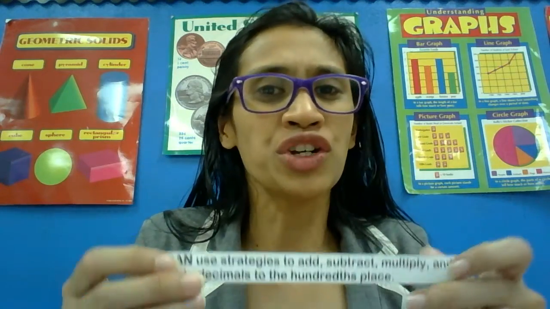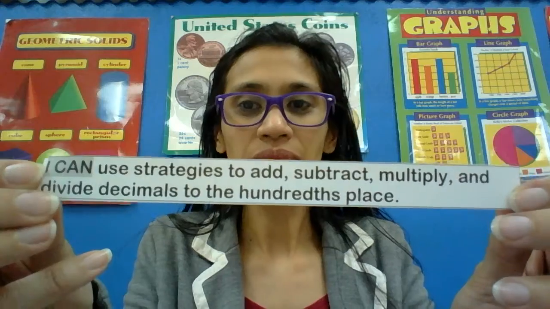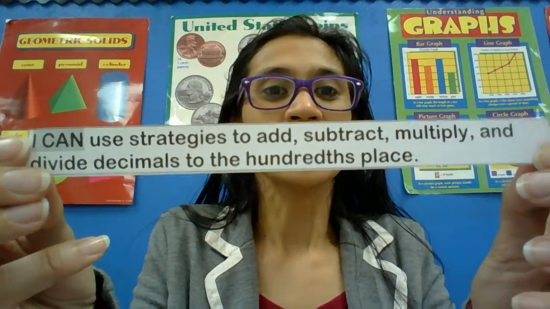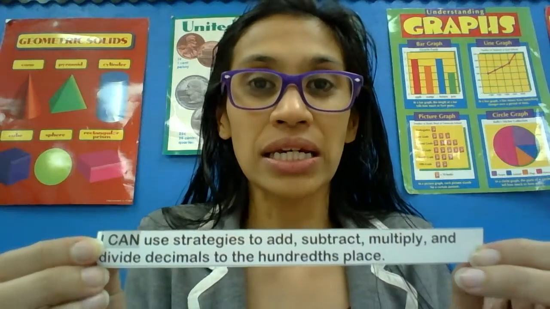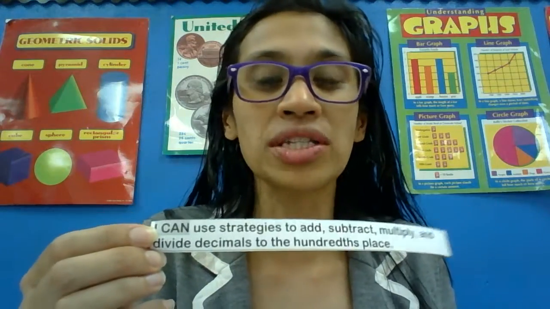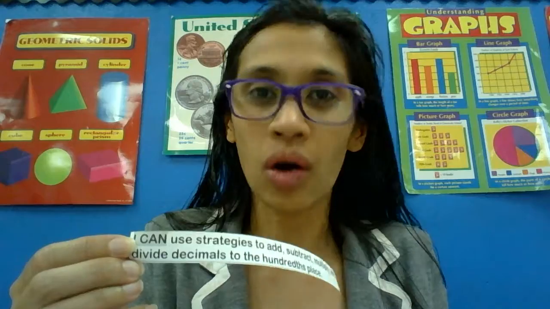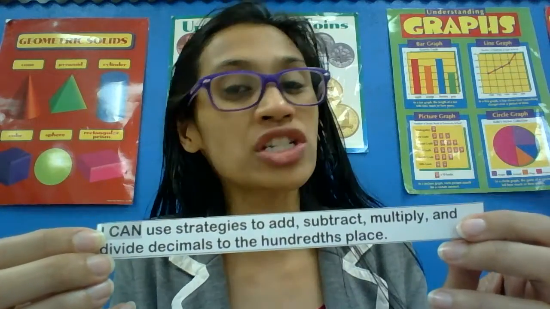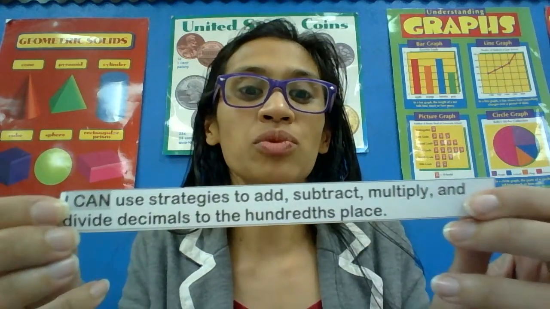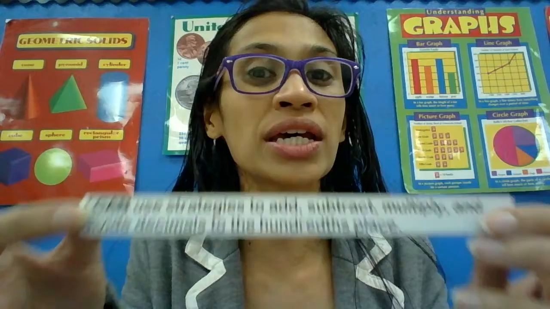And guess what? You're going to write your I can statement. I can use strategies to add, subtract, multiply, and divide decimals to the hundreds place. Now, obviously, if you didn't do all these operations, you didn't have to write all those operations down. You can say I can divide and multiply. I can use strategies to multiply and divide decimals to the hundreds place. So whatever operations you did, write that down in your I can statement.